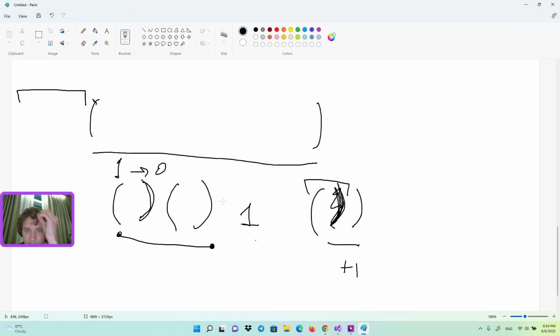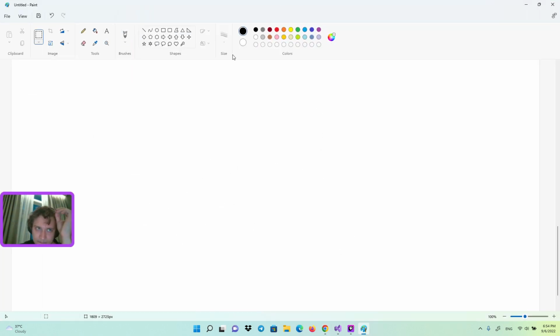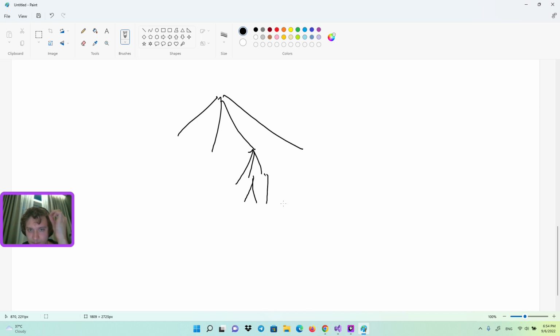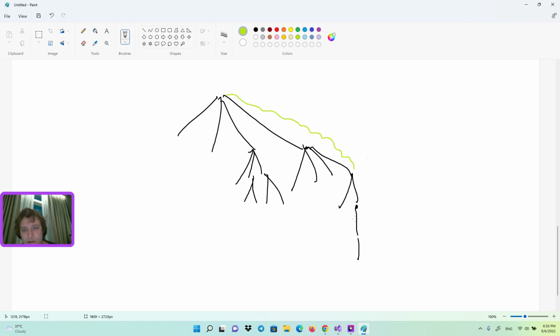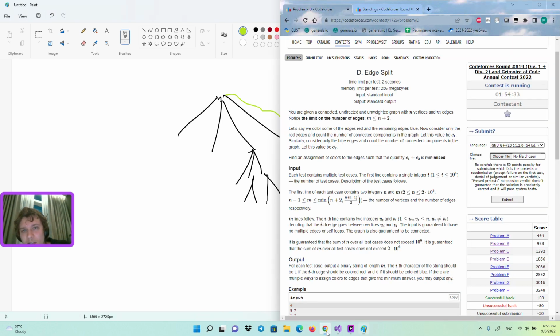So let's look at any spanning tree. Yeah, so we have some spanning tree, and we also have at most 3 additional edges. So let them be like this. No, let them be vertical. So we have a DFS graph and we have vertical edges. Great. So what do we know? We want to find the assignment so that the quantity is minimized.